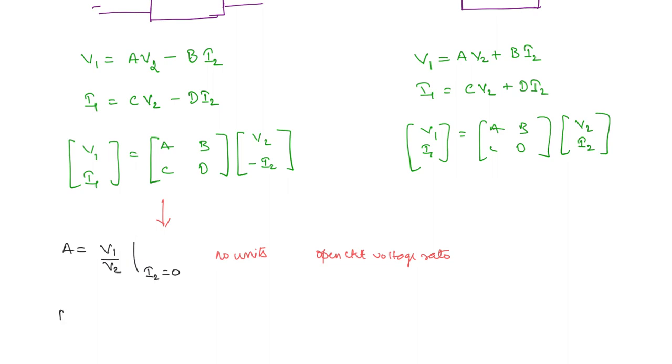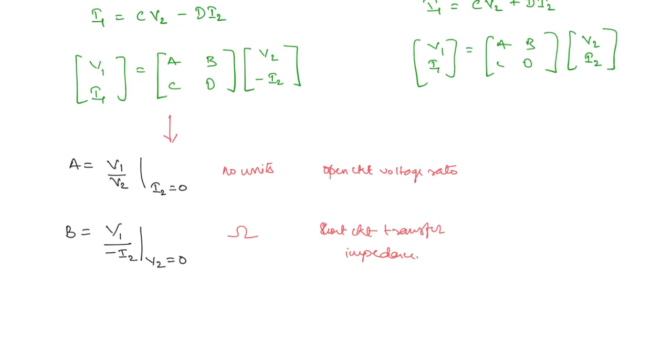Next, what about B? B you are going to get from the first equation as V1 by minus I2 when V2 is equal to 0. Then what will be the units here? The units will be ohms. What is it called? It will be called short circuit transfer impedance, right? Because it is V1 by minus I2.